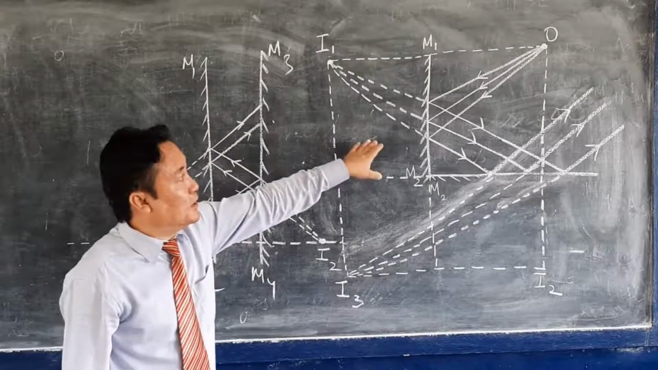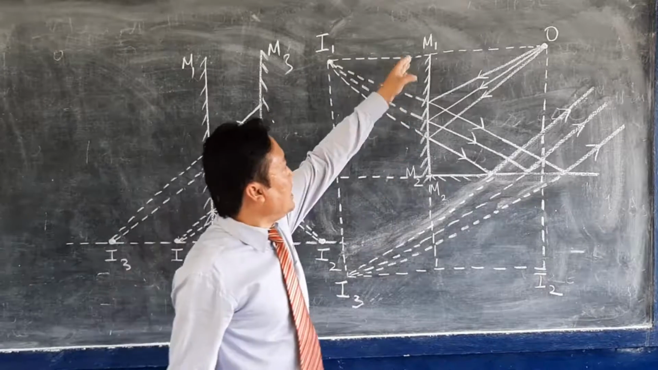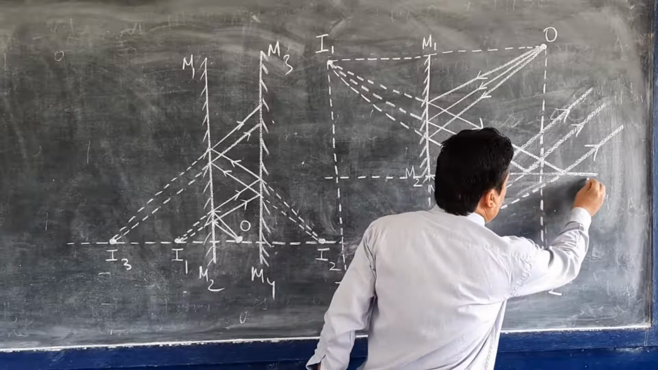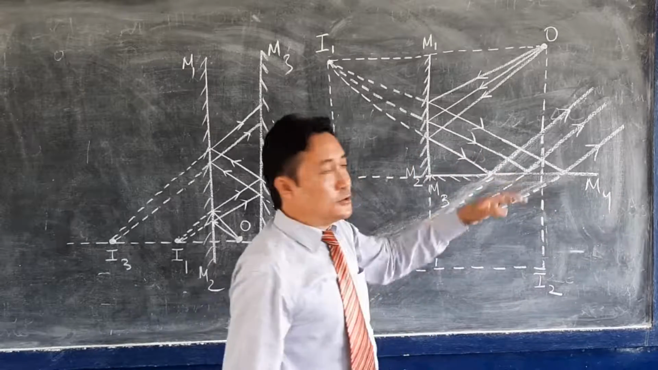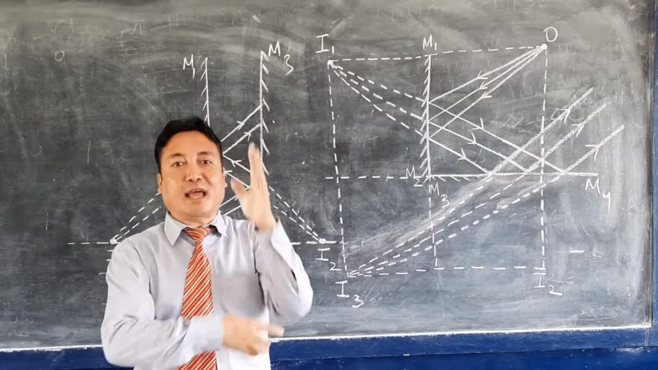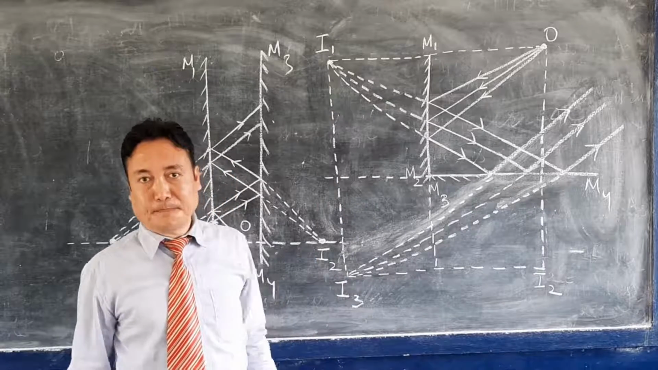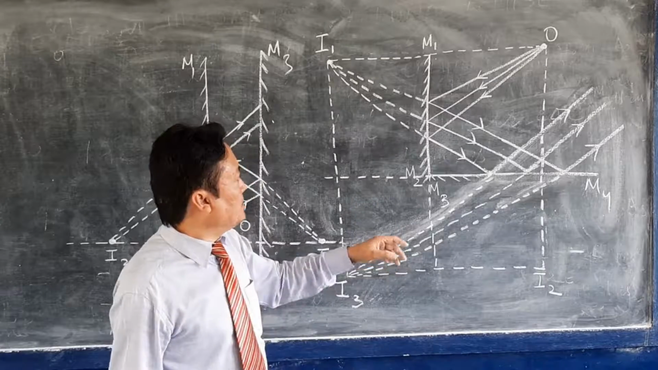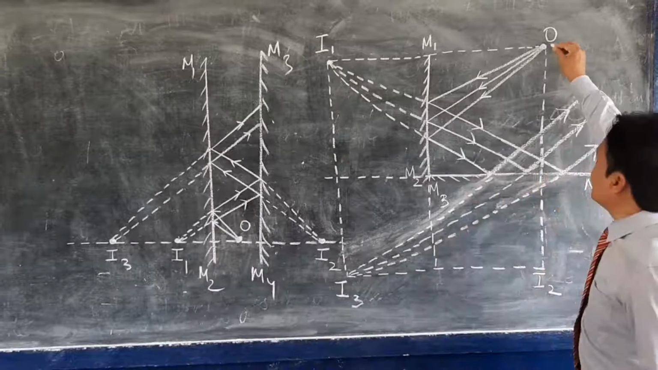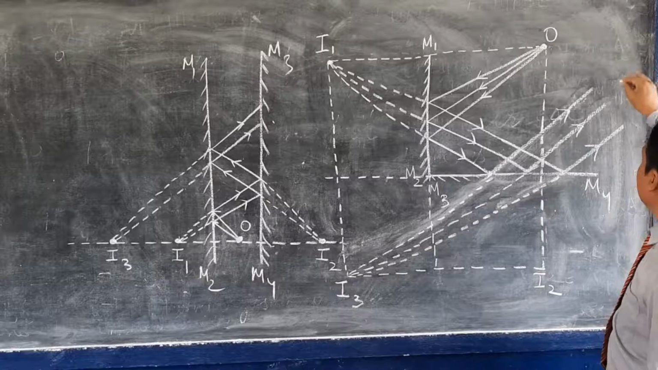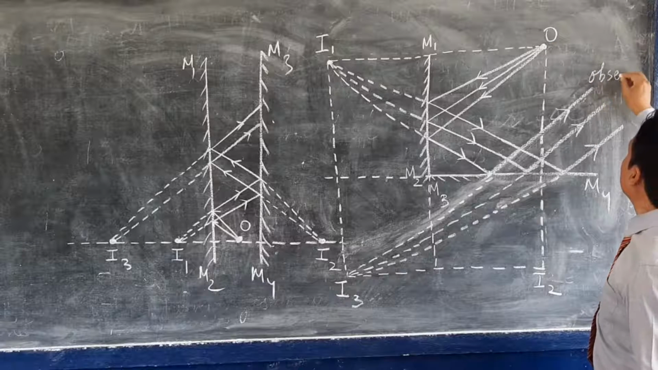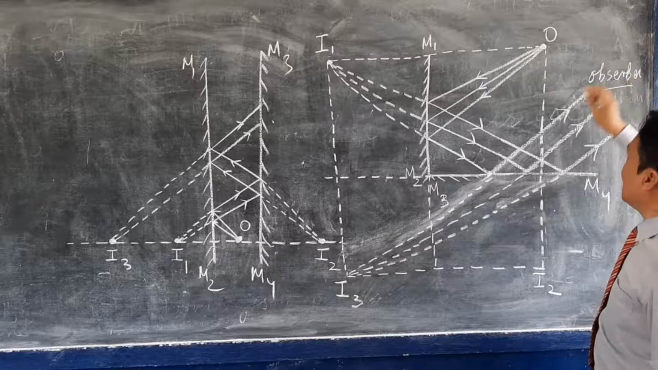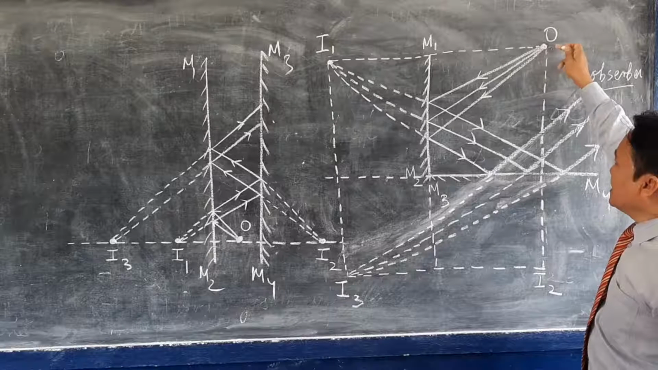So let us come to the next point now. Let us consider M1 and M2, M3 and M4. These are the two mirrors which are kept perpendicular. That means the angle between the two mirrors is 90 degrees. Earlier the angle was 0, here the angle is 90 degrees. Now the object is placed here. O is the object, and here is the observer.